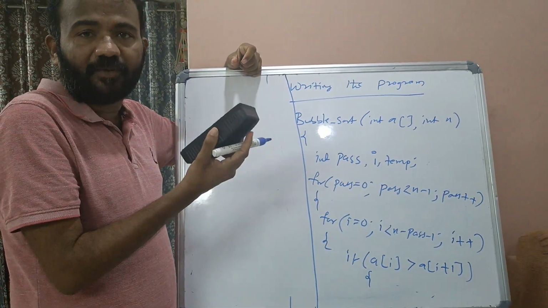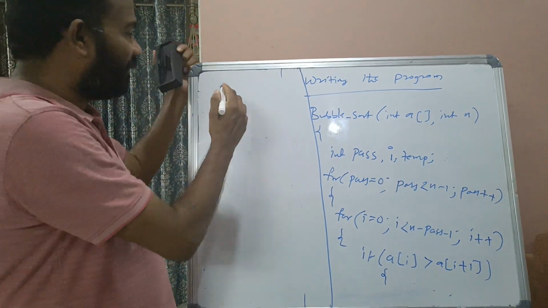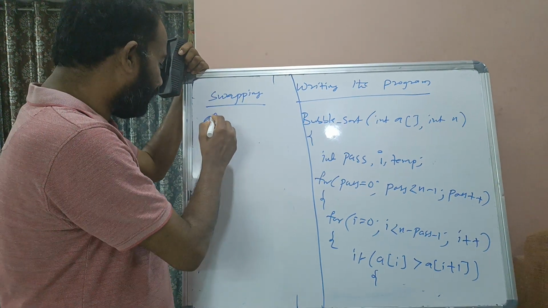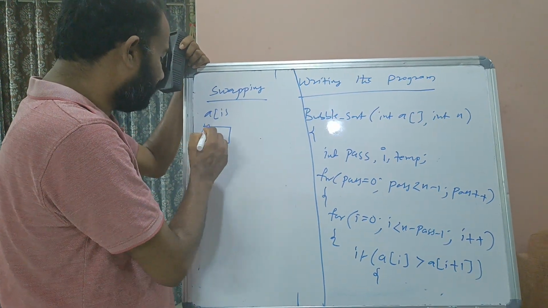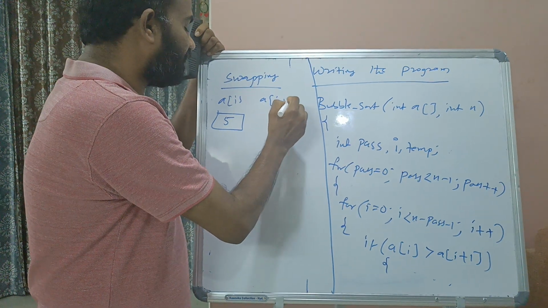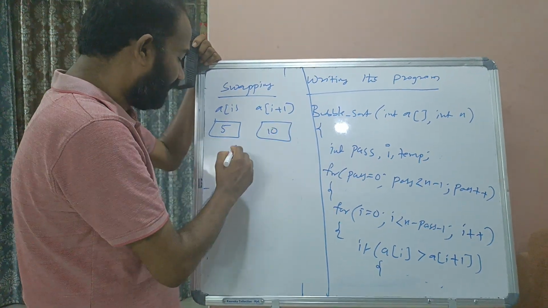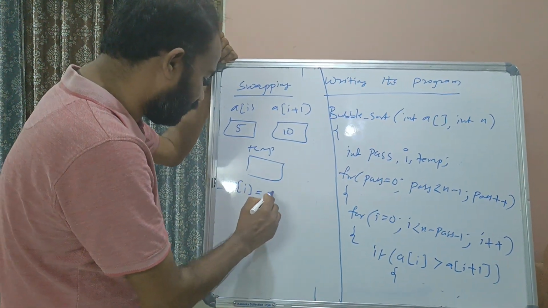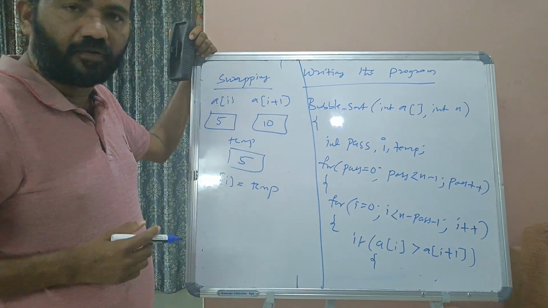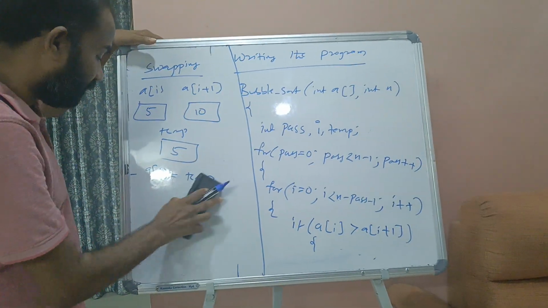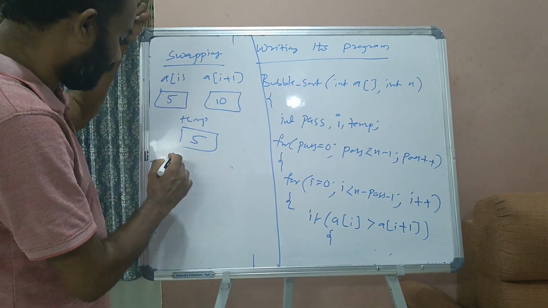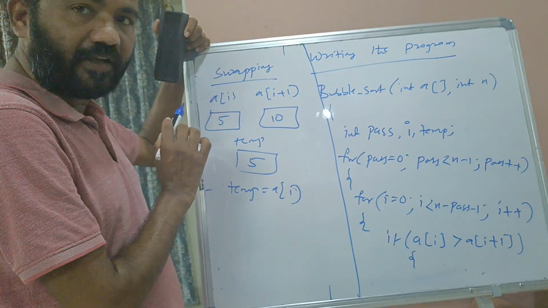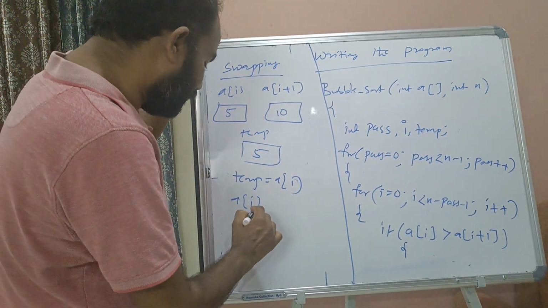How to write the swapping of elements? First we have to discuss one method, swapping. After that I am writing the program. So here suppose A of I is equal to 5, A of I plus 1 is equal to 10. Temporarily temp is empty, right? Suppose if I write A of I is equal to 10, what is the value of A of I now? Not that. Temp is equal to A of I. Now what is the value of temp? 5, right?